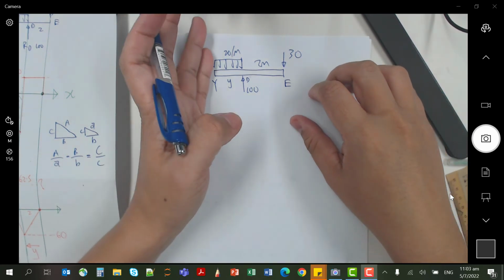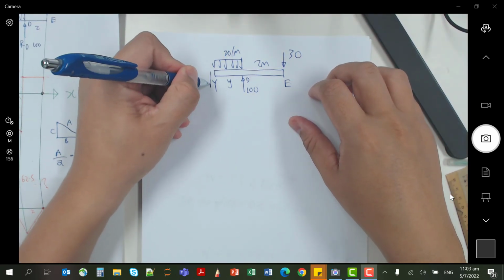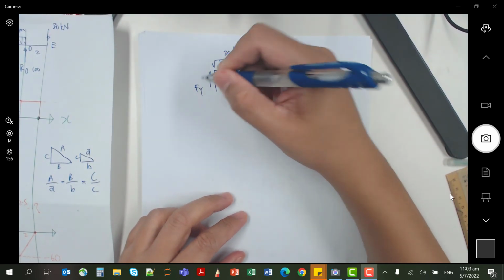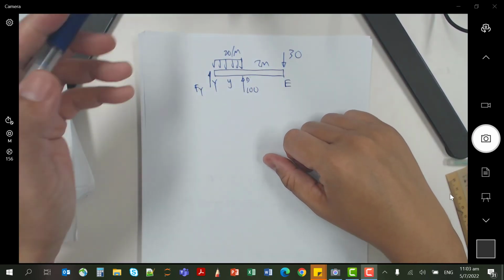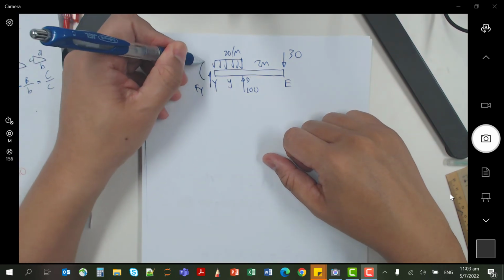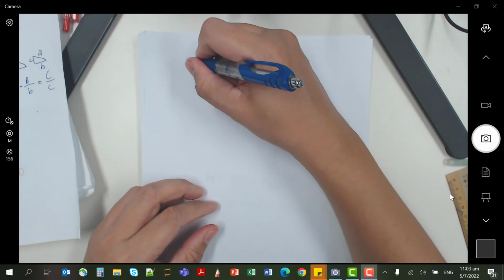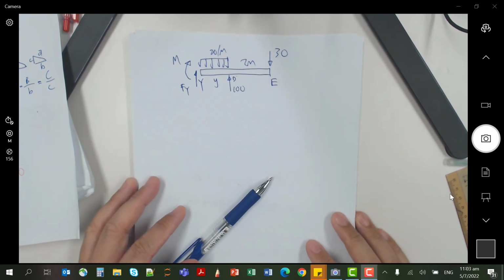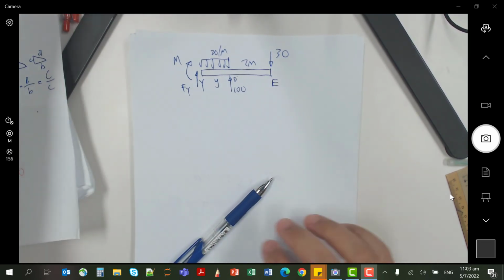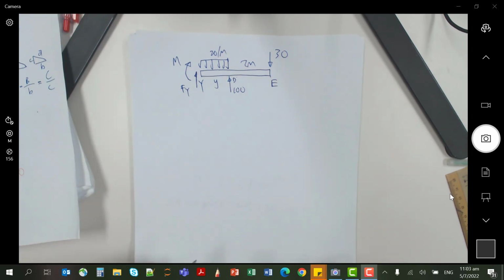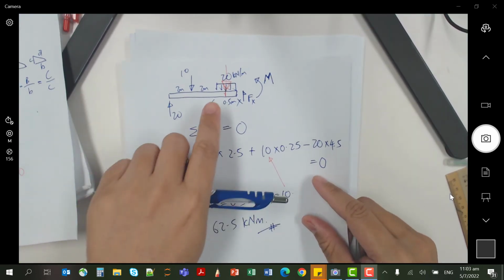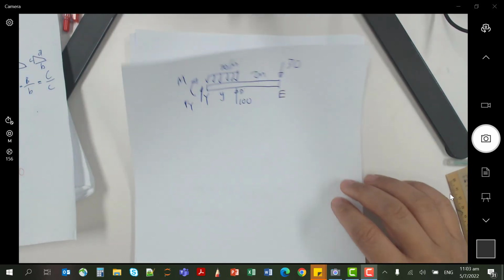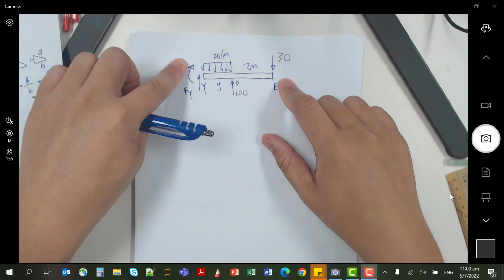So when you cut again, it will reveal a shear force here. Okay, let's call this Fy. It will also reveal a moment over here. We call this M. Your next question will then be, sir, why did you draw, when you cut, look at the left, your moment is anti-clockwise, but when you cut, look at the right, your moment is clockwise.